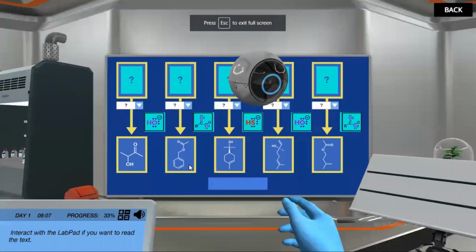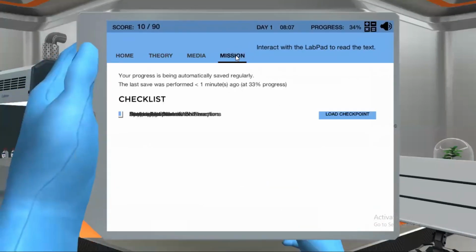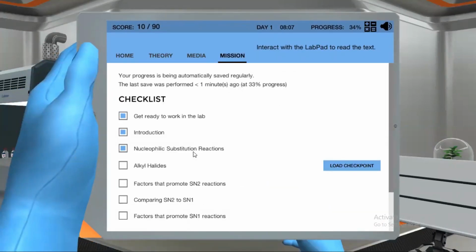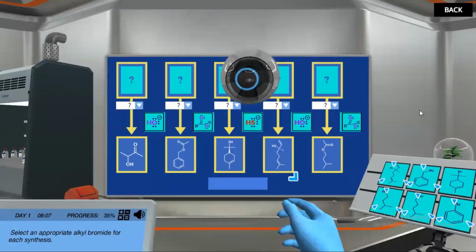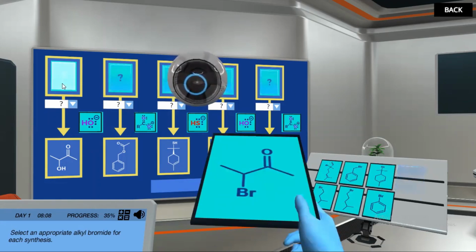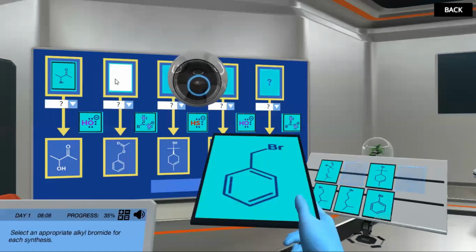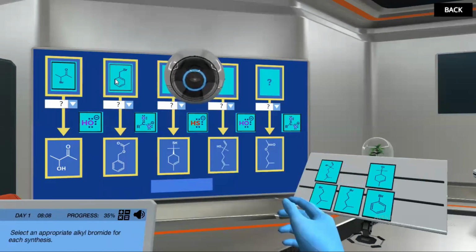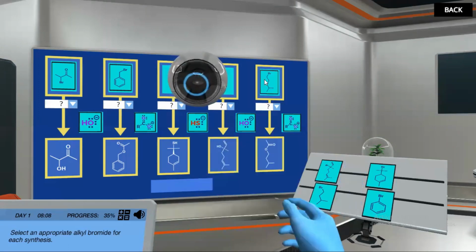molecules. Now that we've identified the nucleophiles, we need to make each flavor molecule. Match each one with the corresponding bromide starting materials. Select an appropriate alkyl bromide for each synthesis. Click on the lab pad for more information.